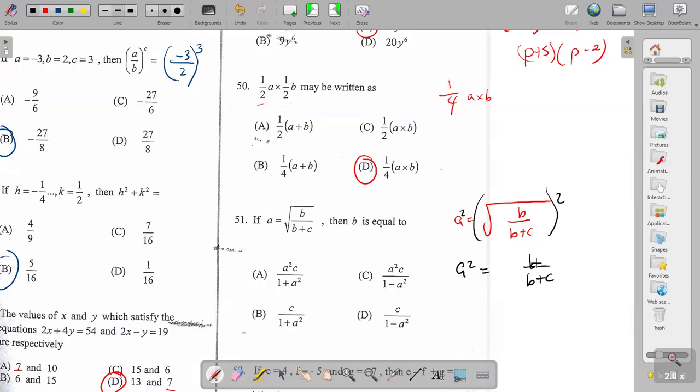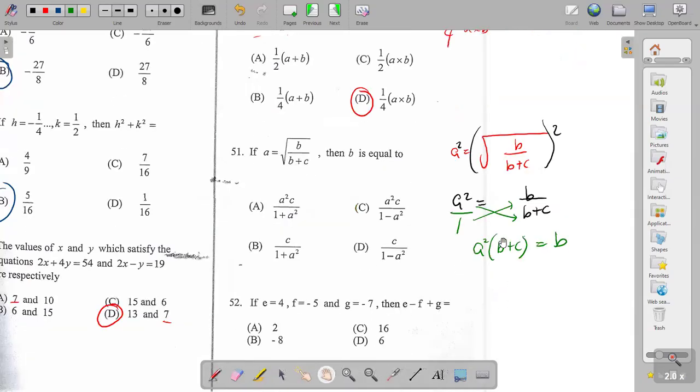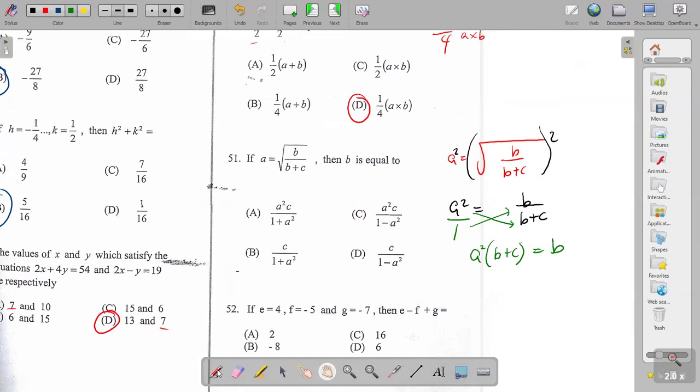Now, whenever you have a fraction and you want to make it into a linear equation, which means no fraction, you put this over 1 and then you cross multiply. So we're going to cross multiply this way first. So this would be A squared times B plus C is equal to B. So what do we do next? We remove the brackets, which is what we learned to do. So this is A squared B plus A squared C equal B.